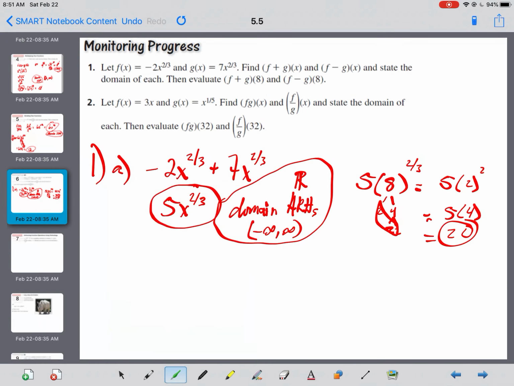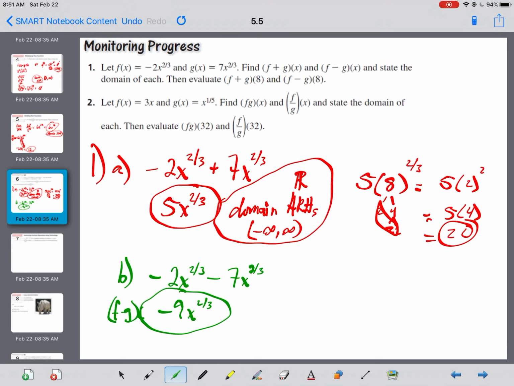Okay. I'll switch colors for B. And we have to subtract them. Negative 2x to the 2/3 minus 7x to the 2/3. Negative 2 and negative 7 makes negative 9x to the 2/3. The domain, and really it would be f minus g of x equals that, because we didn't get a new name for it. We don't get to call it h yet. They didn't tell us. Okay, but it should be negative 9x to the 2/3.